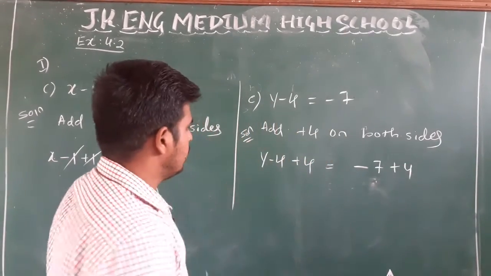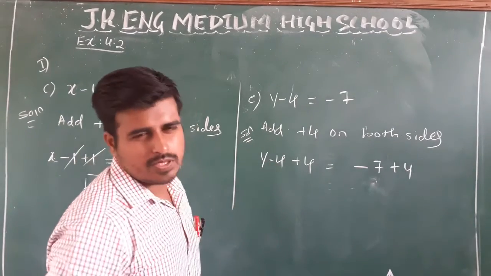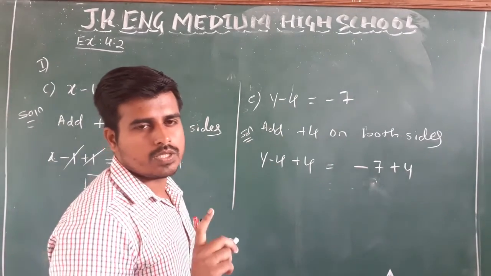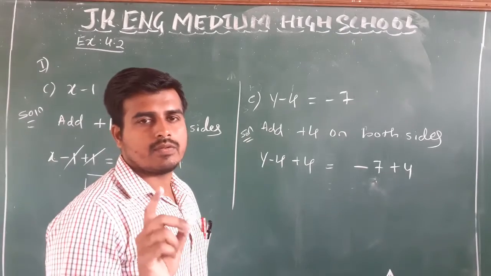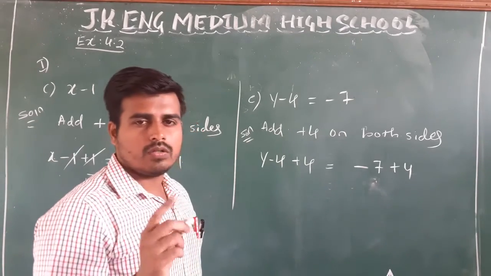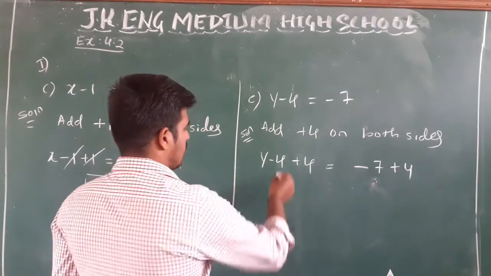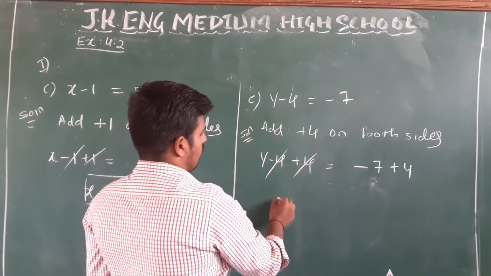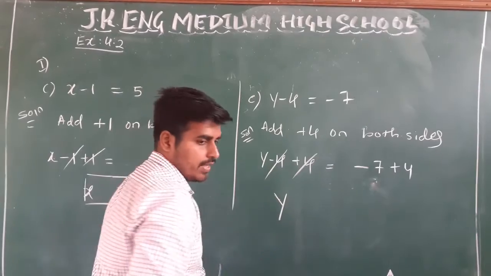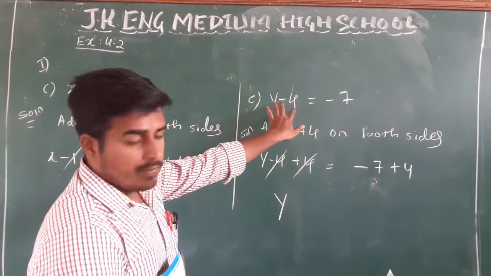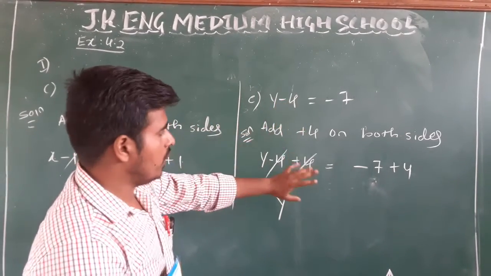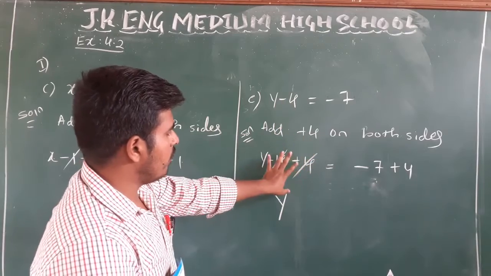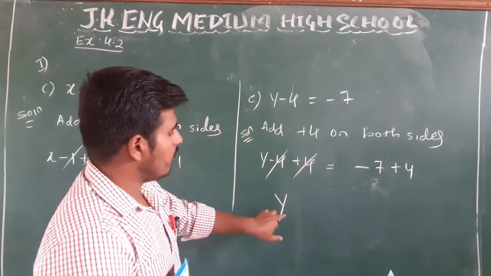Now you look, -4 and +4. Subtraction, 4 minus 4 will give you 0, and 0 doesn't have any sign. It is a neutral number. Instead of doing all those steps, just cancel -4 +4, and y is separated from -4. y only remains. Note that. In the question, y is along with -4. After adding +4, y is separated from -4 now.